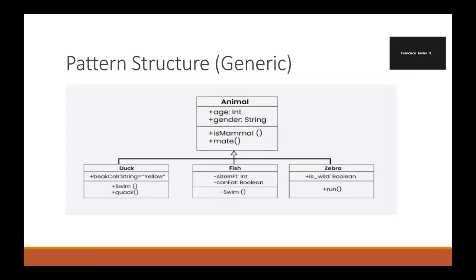So here's the pattern structure. This is a generic UML diagram that shows how the classes on the bottom, duck, fish, and zebra, are inheriting from animal, and animal can get the role of either one without having to be all of them.